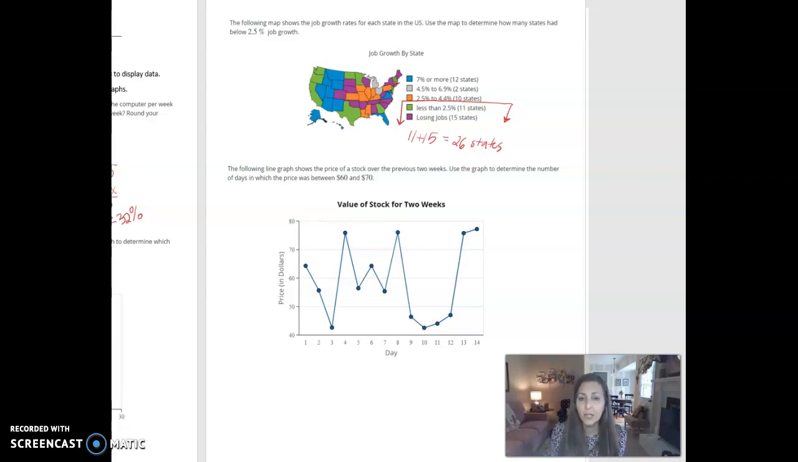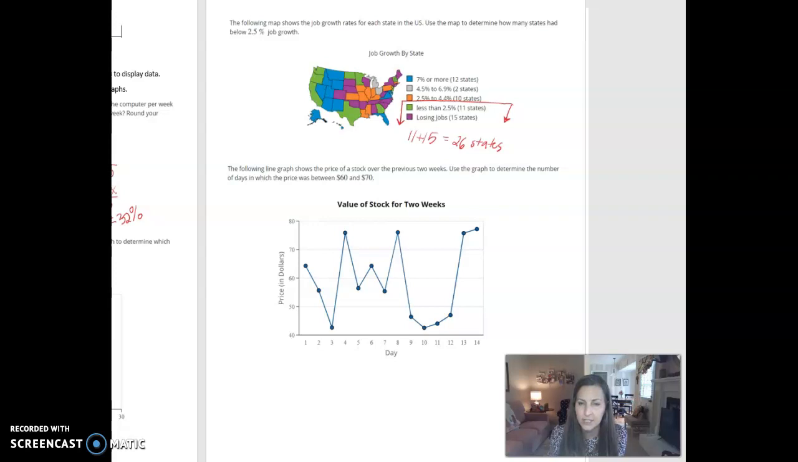They're in the negative job growth category. Moving right along, the following line graph. This is a line graph. So it's not like a straight line, but it's little line segments being connected at specific points. The following line graph shows the price of a stock over the previous 2 weeks. Use the graph to determine the number of days in which the stock was between 60.